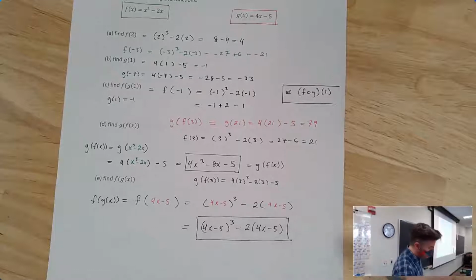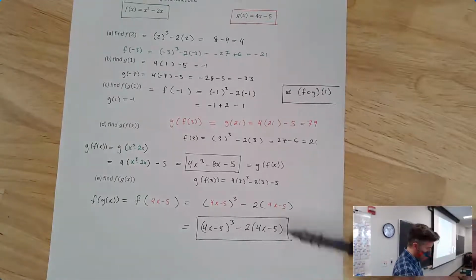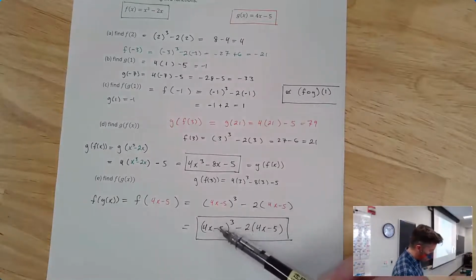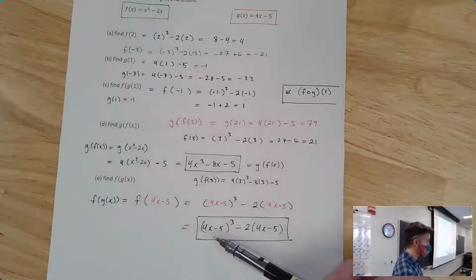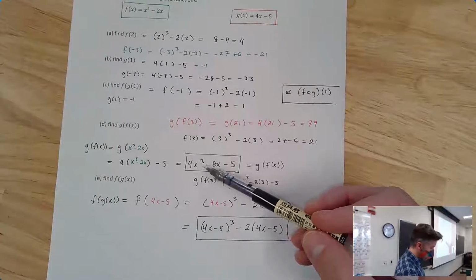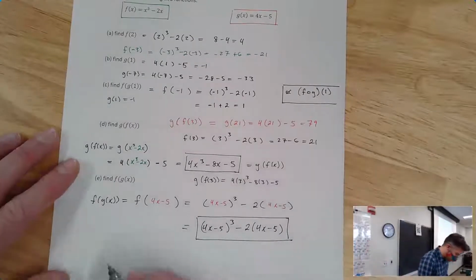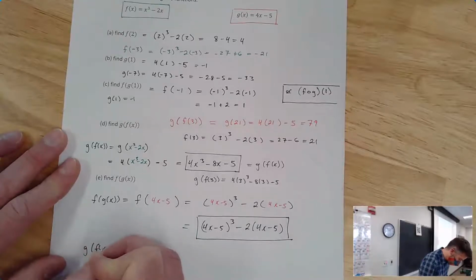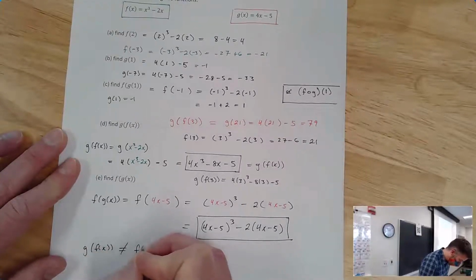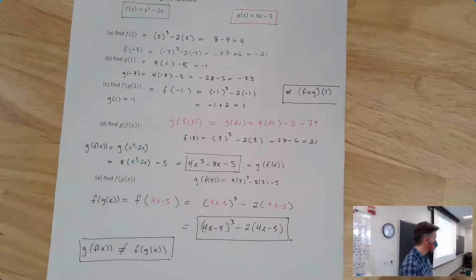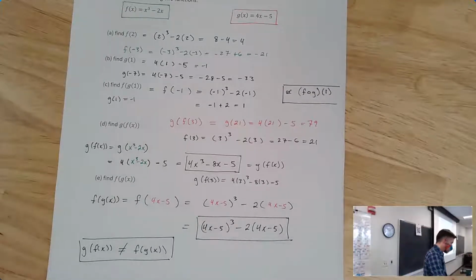What I want you all to notice, though, is that these are not the same. This function and this function, definitely different. If you started multiplying this one out, the first term would be a 64x cubed, which is definitely not 4x cubed. And the last term would be something that's not negative 5. So I really want to stress that g of f of x and f of g of x are not generally the same. So the order of composition definitely matters. Composing something one way is different than composing it the other way.